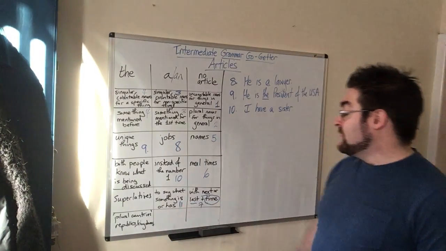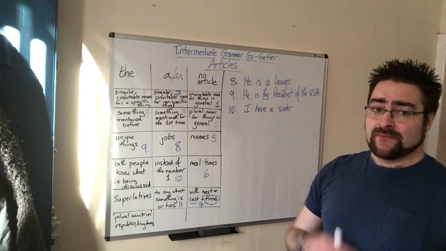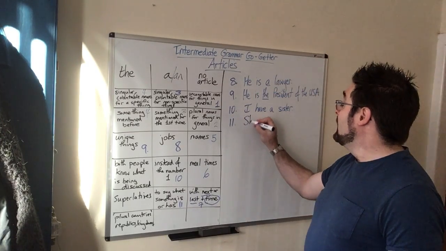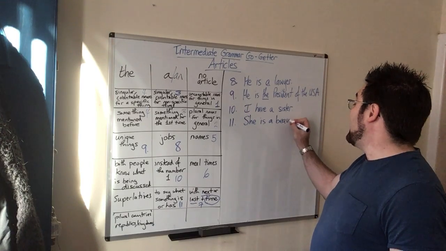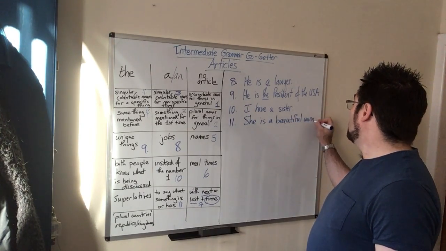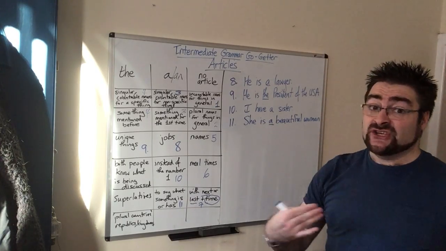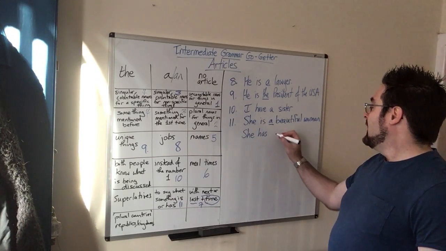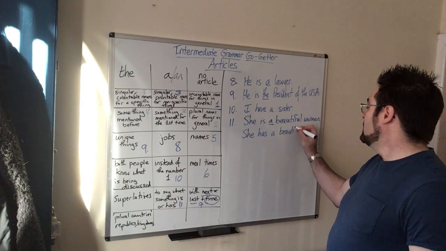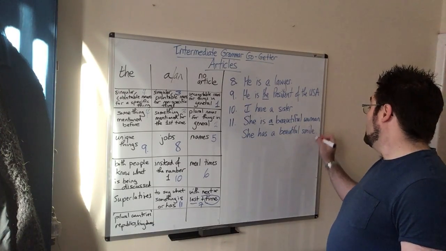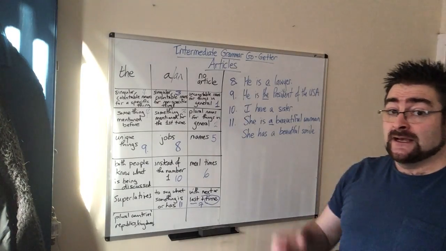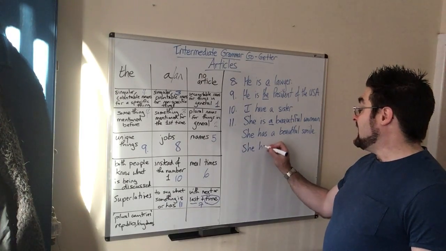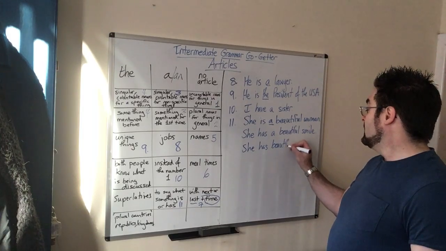Okay, and number 11, to say what something is or what something has. Okay, now this is similar with the jobs, but we could say she is a beautiful woman. So notice we're saying what she is. She is a beautiful woman. And we can then say she has a beautiful smile. Now notice this is only for singular things. If I want to use plural things, I would have to come over here. So I would say she has beautiful eyes.